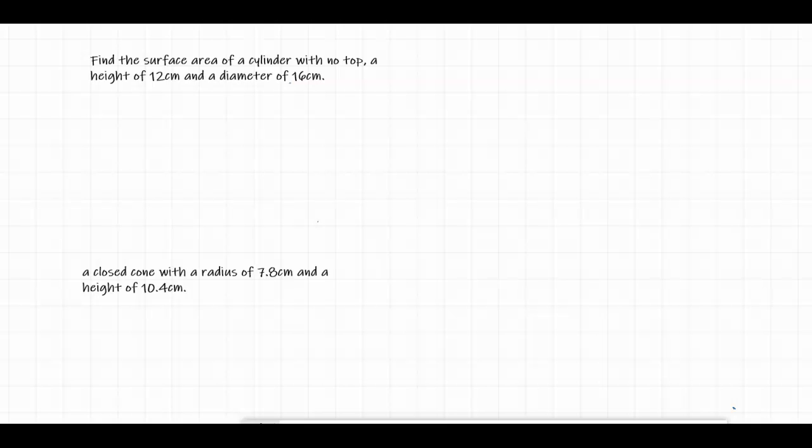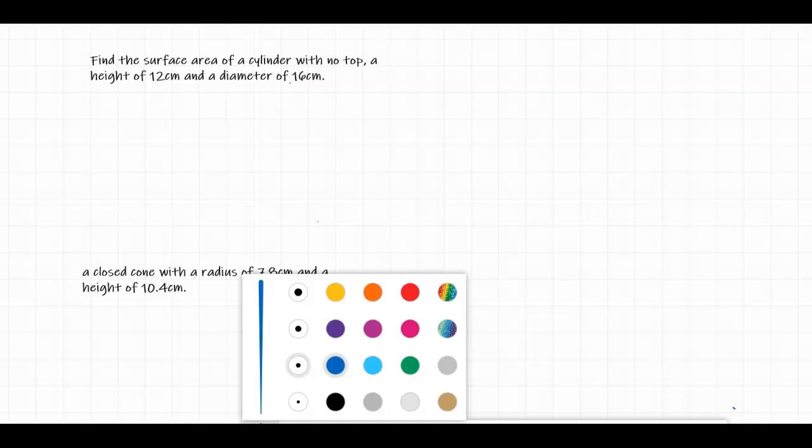Hi, this is example 3 from exercise 5.02. So this is find the surface area of a curved shape. We're asked to find the surface area of a cylinder with no top and a height of 12 centimeters and a diameter of 16 centimeters. So let's just draw that up to start with.